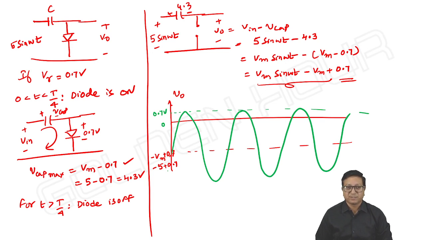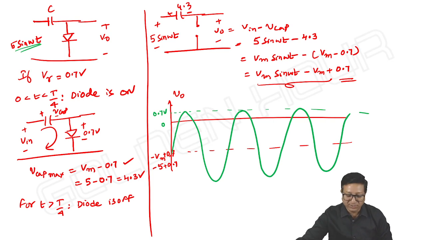The next one. It need not be 5 sin omega t, it can be 3 plus 5 sin omega t or minus 4 plus 5 sin omega t. Anything is possible. The only thing is at the output, the capacitor voltage keeps on changing, and while writing the output voltage, Vm sin omega t minus Vm plus 0.7 volts is the standard equation of the output as far as the unbiased negative clamper is concerned. For biased, we just need to add that reference voltage.